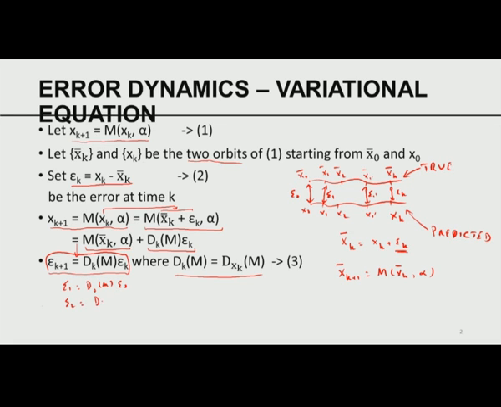Epsilon 2 is equal to D1(M) epsilon 1, which is equal to D1(M) times D0(M) times epsilon naught. What is this? This is the Jacobian evaluated at the first state. This is the evaluation at the next state. So it's the product of Jacobians. This equation 3 in mathematics is called the variational equation. In meteorology literature, it is also called the tangent linear system.